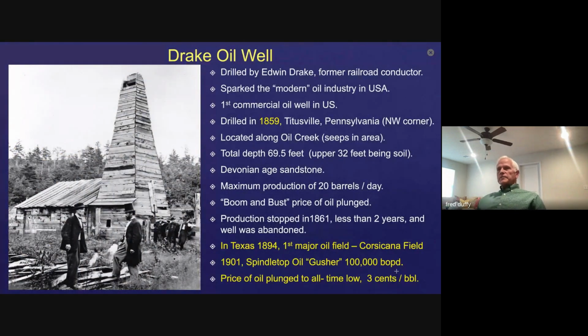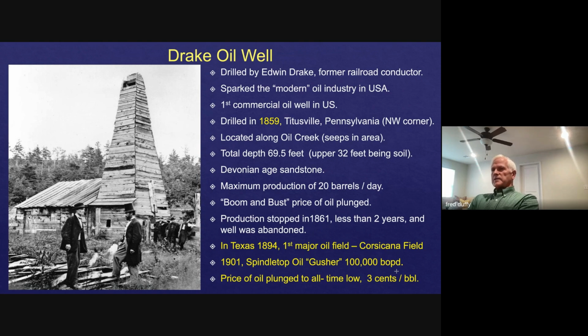Okay, I'm going to step back a little bit here, and we're going to talk about the Drake oil well. And the Drake oil well was drilled by a railroad conductor by the name of Edward Drake. Sometimes you may see the title of colonel in front of him, but that was self-imposed. He never served in the Army. And this well sparked the modern oil industry in the USA. It was the first commercial oil well in the United States.